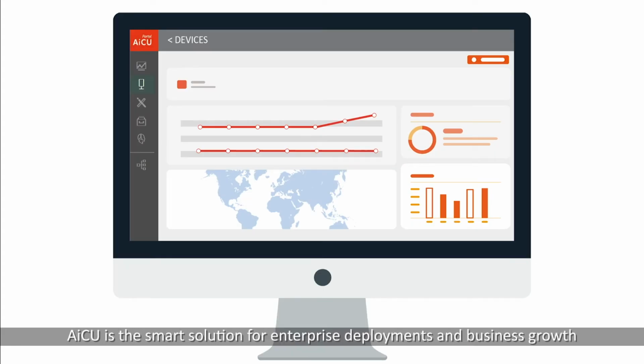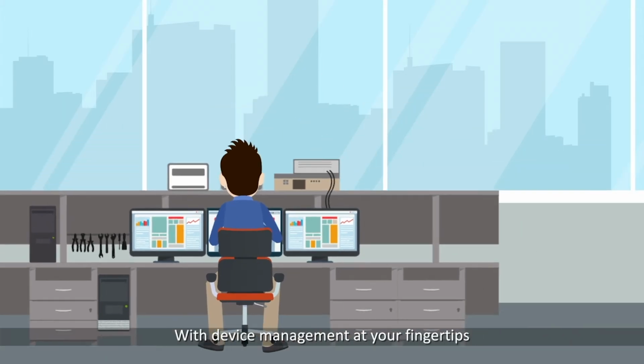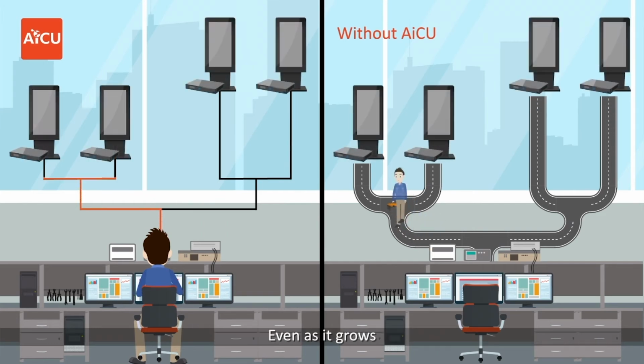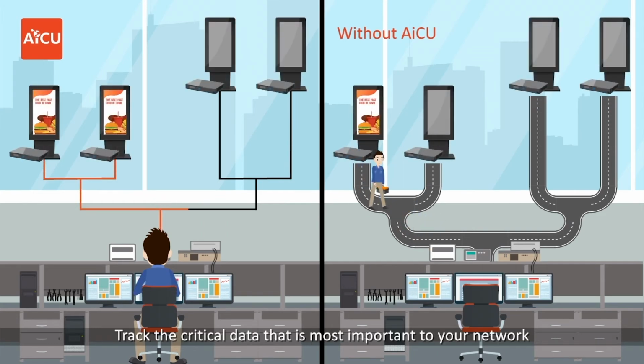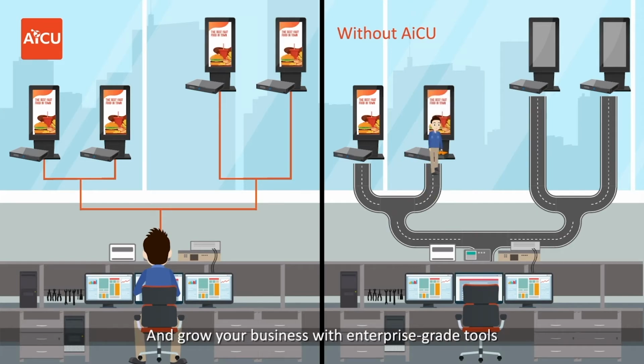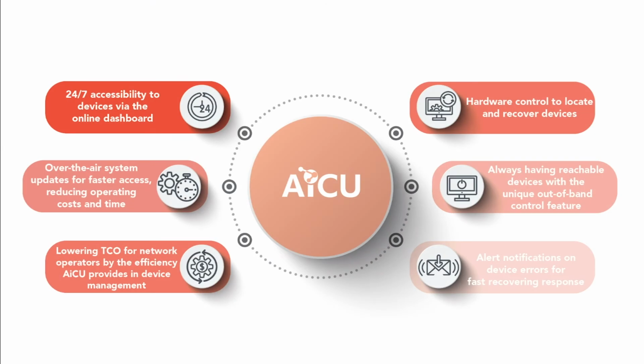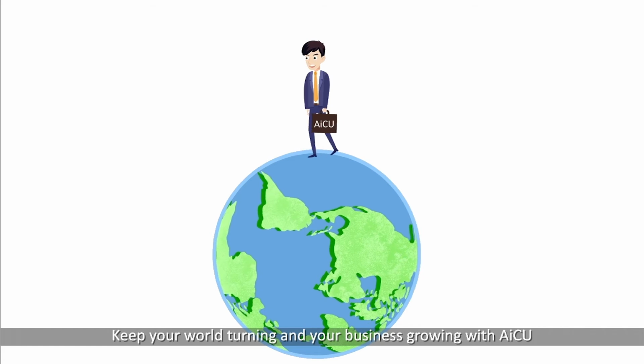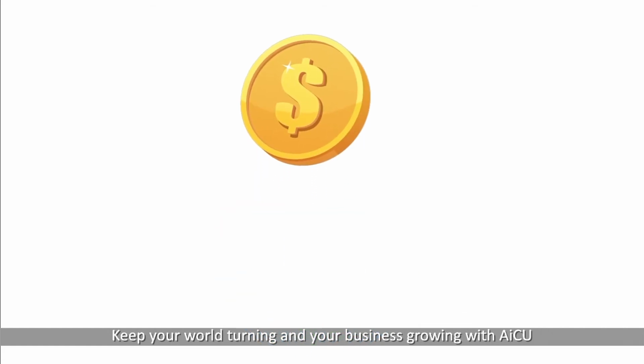AiCU is the smart solution for enterprise deployments and business growth. With device management at your fingertips, your network remains accessible, even as it grows. Track the critical data that is most important to your network and grow your business with enterprise-grade tools. With an easy-to-use cloud platform, your business can focus on what matters. Keep your world turning and your business growing with AiCU.